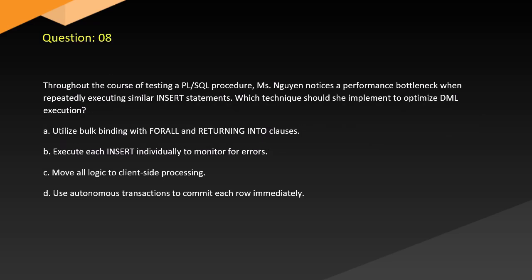Question 8. Throughout the course of testing, Asnew notices a performance bottleneck when repeatedly executing similar insert statements. Which technique should she implement to optimize DML execution? A. Utilize bulk binding with FORALL and RETURNING INTO clauses. B. Execute each insert individually to monitor for errors. C. Move all logic to client-side processing. D. Use autonomous transactions to commit each row immediately.